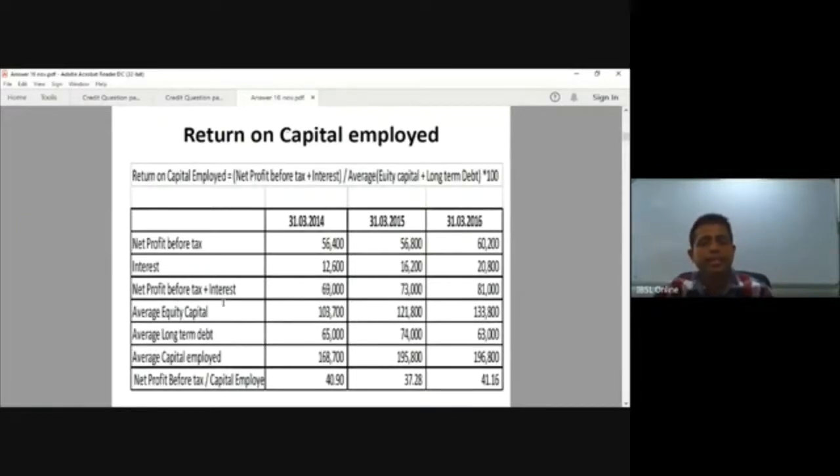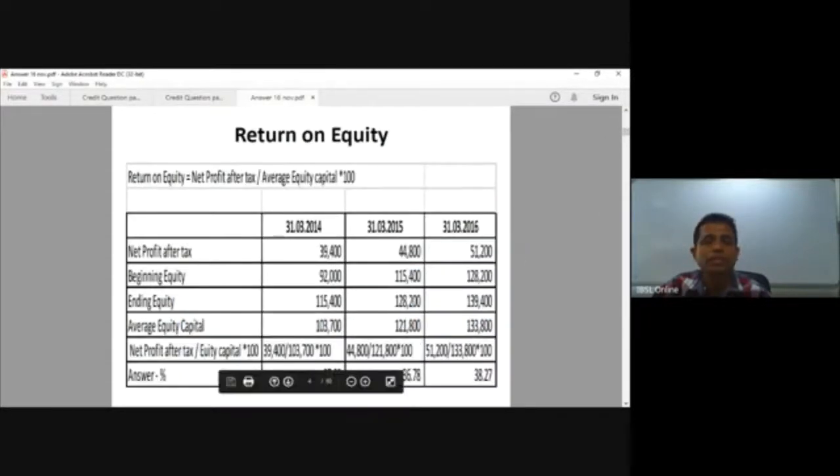Then average equity capital. In order to calculate the average total capital, you have to have average equity capital and average debt capital. Here, average equity capital we have already calculated in the previous ratio analysis, in the previous return on equity calculation. Therefore, no need to calculate again. You can use these figures in the second calculation.